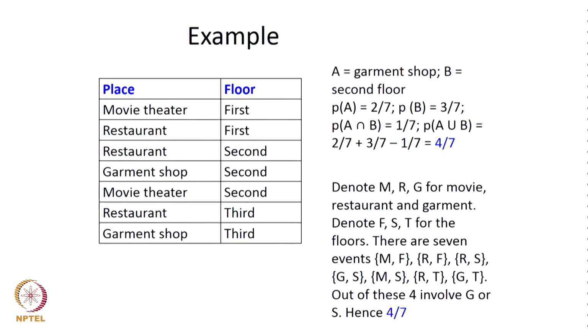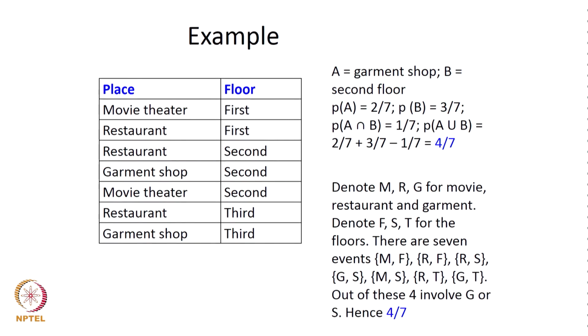So P of A is 2 by 7, P of B is 3 by 7 because B is second floor, there are 3 things in the second floor, so 3 by 7. P of A intersection B is 1 by 7 because there is also a garment shop in the second floor, so it is 1 by 7. Therefore, P of A union B is equal to P of A plus P of B less P of A intersection B. So 2 by 7 plus 3 by 7 minus 1 by 7 is equal to 4 by 7.